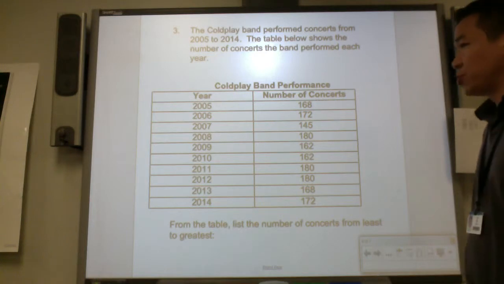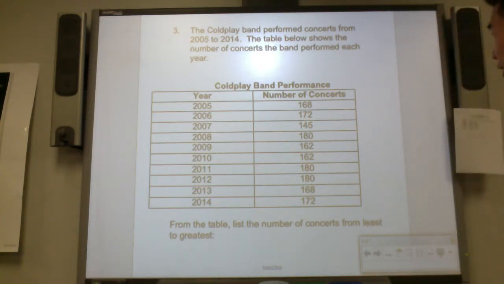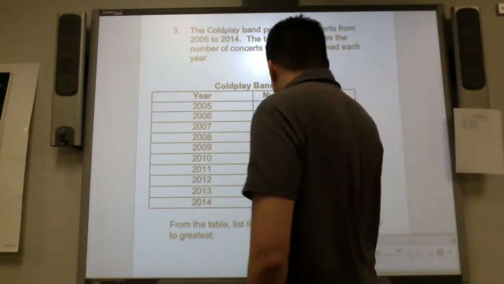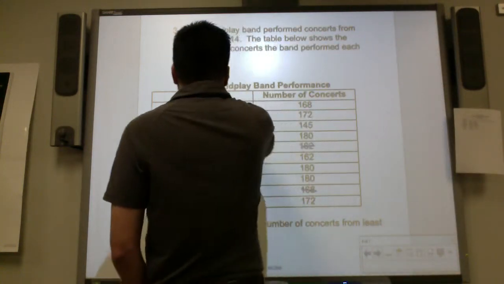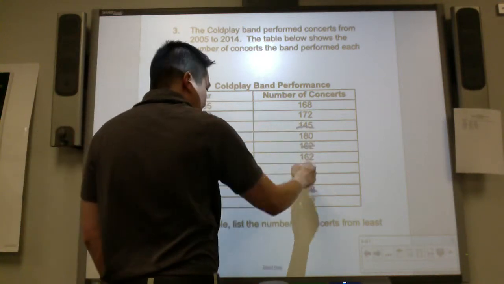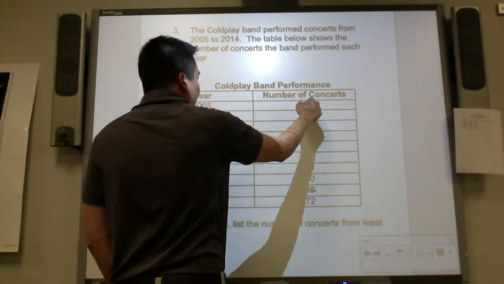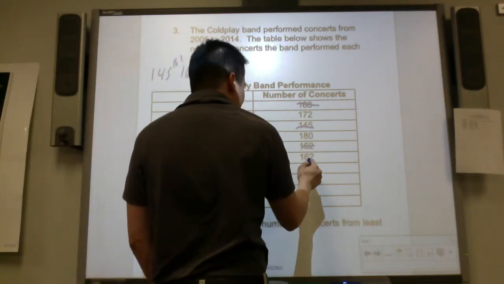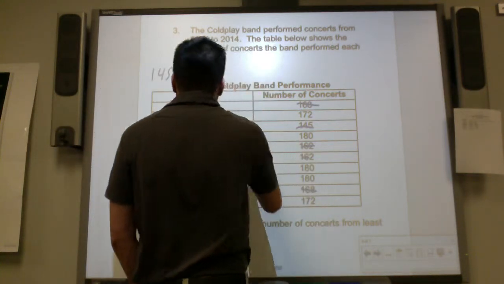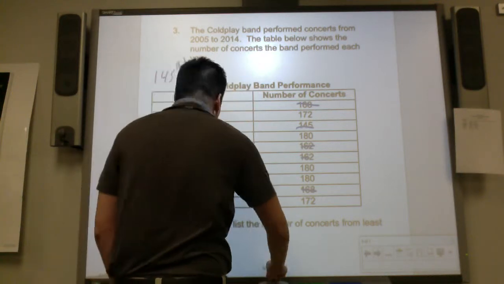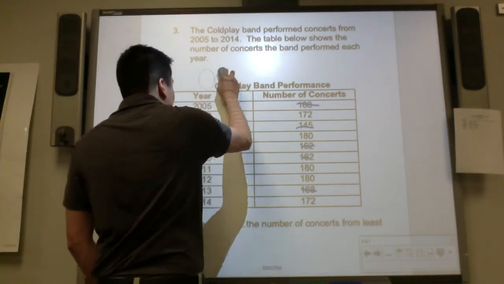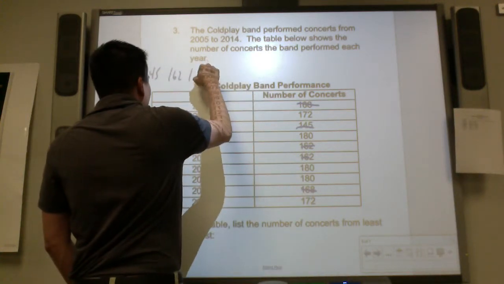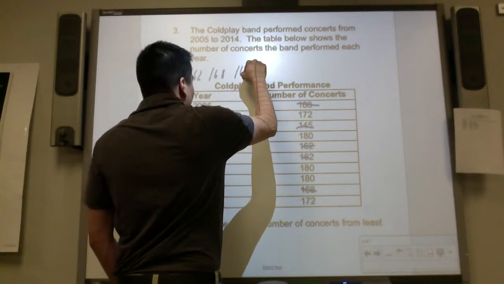Coldplay performed concerts from 2005 to 2014. Here is the table. Put them from least to greatest. 168, 145, 168 twice. Oops, 162 goes here. Whoops. Erase, erase. Let's do it again. 145, 162, 162, 168, 168.